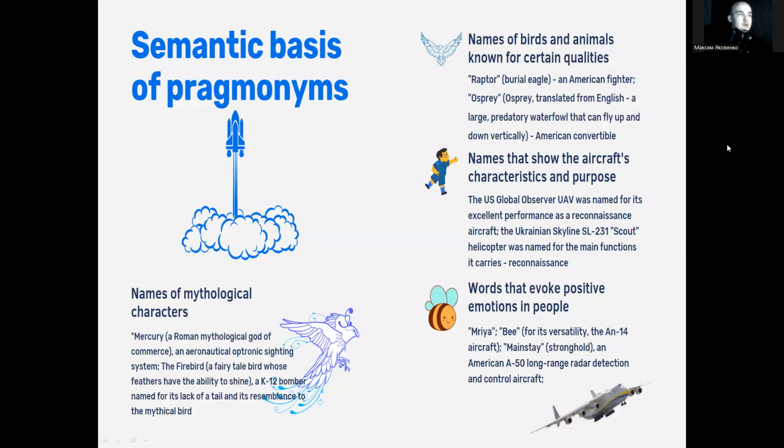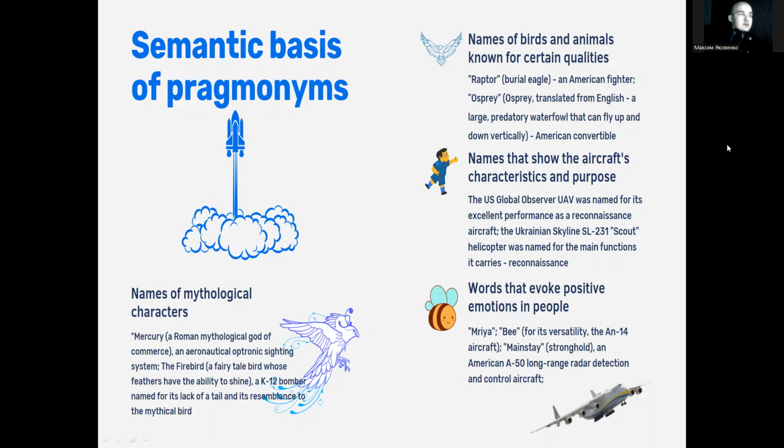Pragmonyms, which are commercial airplane names, are formed semantically, and their semantic basis is names of birds and animals known for certain qualities, for example, Raptor or Osprey. Names which give a certain idea of the properties of the aircraft and their purpose, for example, the American UAV Global Observer. Words that evoke positive emotion in people, Maria, Bee, Mainstay. The names of mythological characters, Mercury, Firebird. The words used in these pragmonyms mean something dear, pleasant, and soothing to the soul.